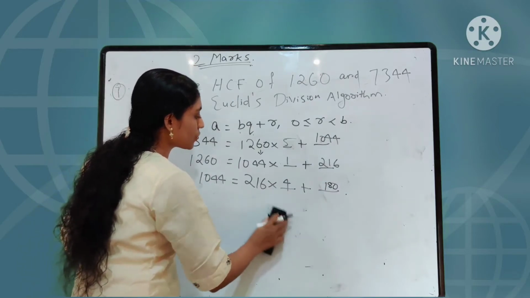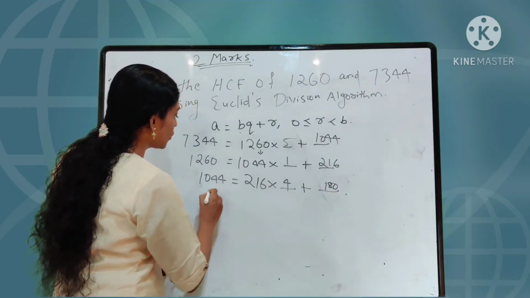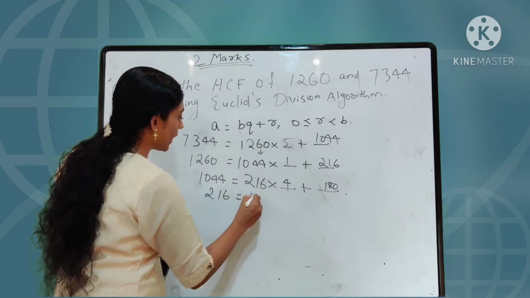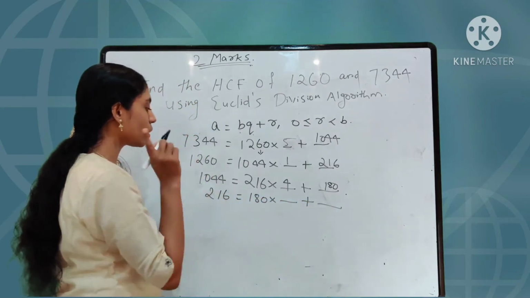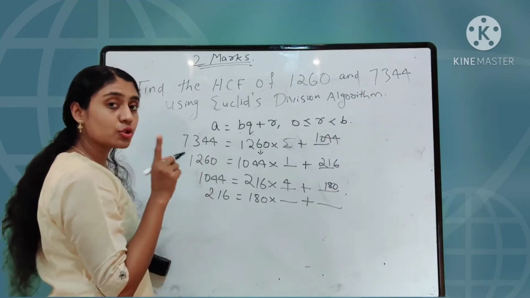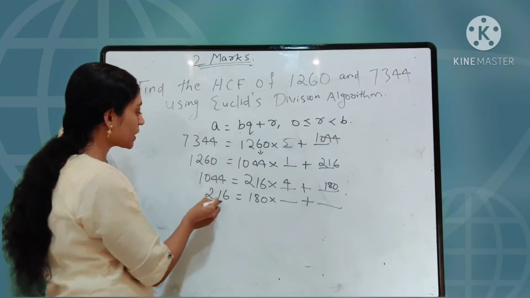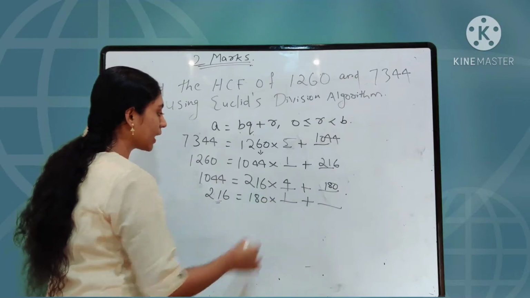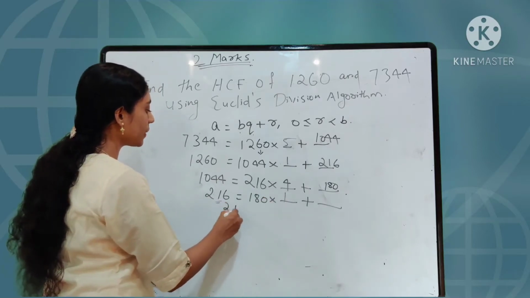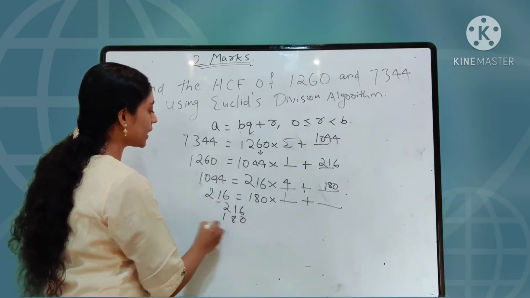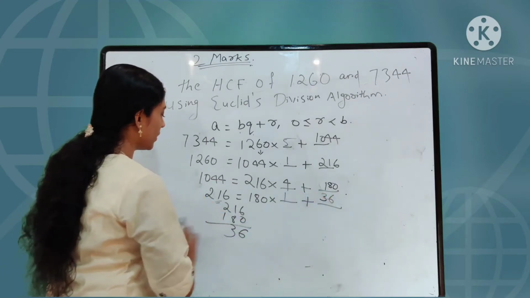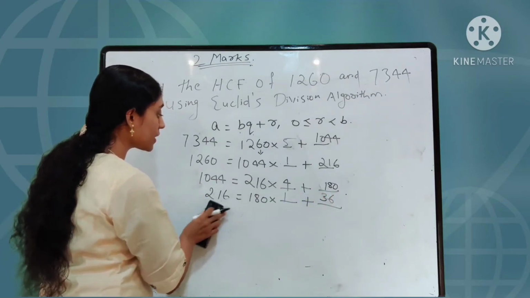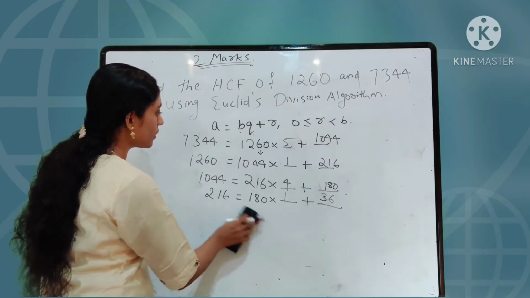So we can proceed to the next step. 216 is equal to 180 into quotient plus remainder. Now what is the quotient and what is the remainder? 180 into 2 is 360, which is greater than 216. So we can take 180 into 1 plus the remainder, 216 minus 180, which is 36. So is the remainder 0 at this stage? No, it is not 0.